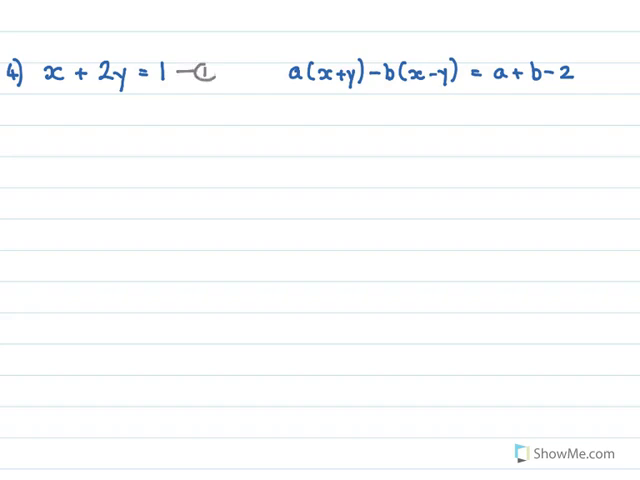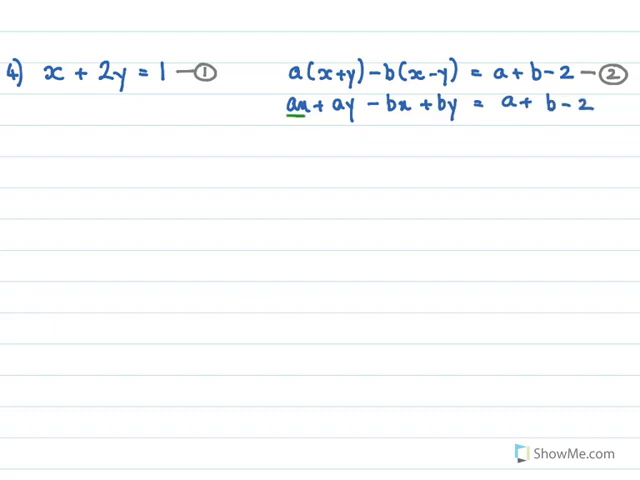For the fourth sum, this is equation 1, and here I have equation 2. My equation 1 is written in proper standard order, x plus 2y equal to 1. But my equation 2 needs to be rearranged. So I first open the bracket. I multiply a into the bracket, so I get ax. a into y is ay. This becomes minus bx minus b into plus by equal to a plus b minus 2.